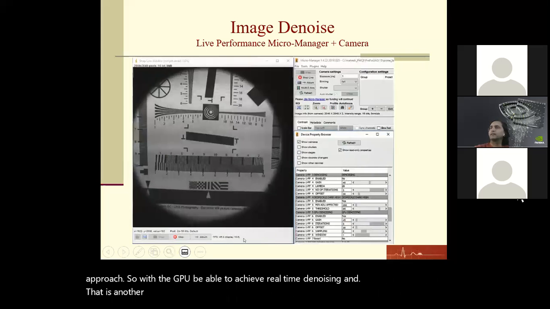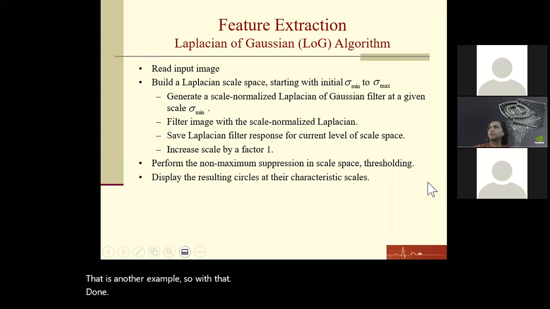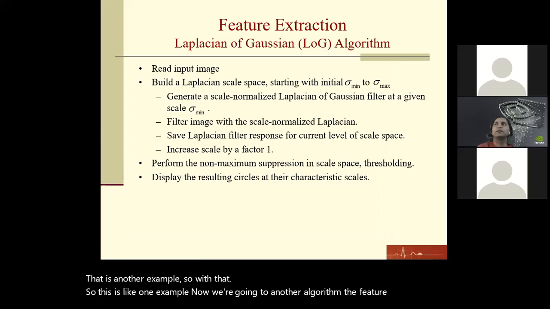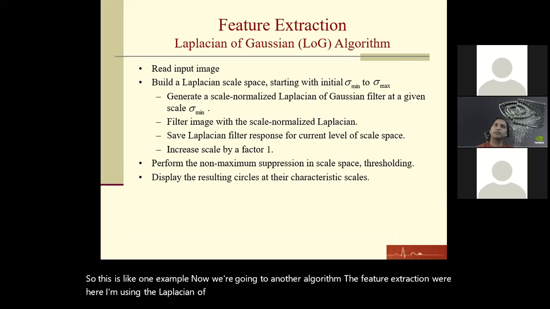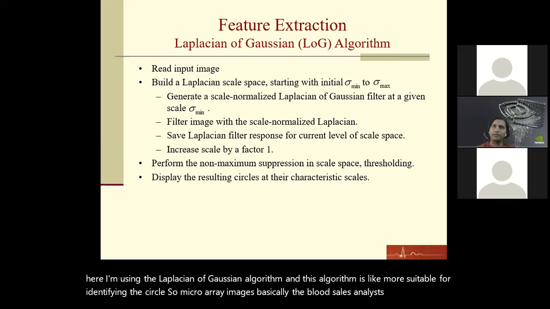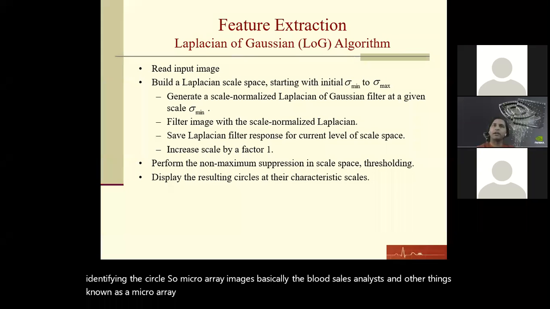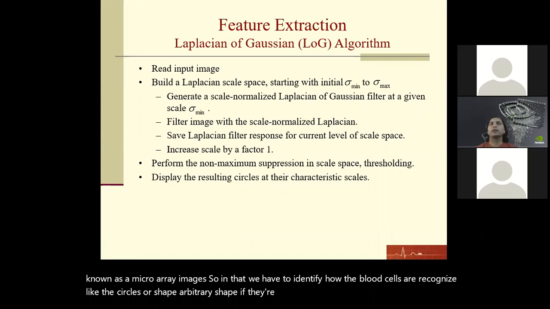Now we are going to another algorithm, feature extraction. Here I am using the Laplacian of Gaussian algorithm, which is more suitable for identifying circles. Microarray images, basically blood cell analysis and other things, are known as microarray images. In those, we have to identify how the blood cells are recognized, as circles or arbitrary shapes if they are not properly filled. That is what this algorithm recognizes.